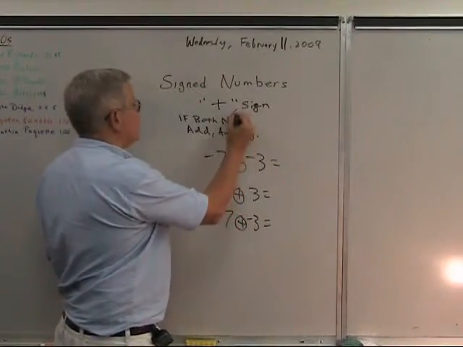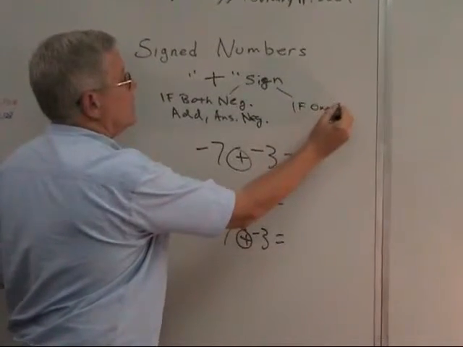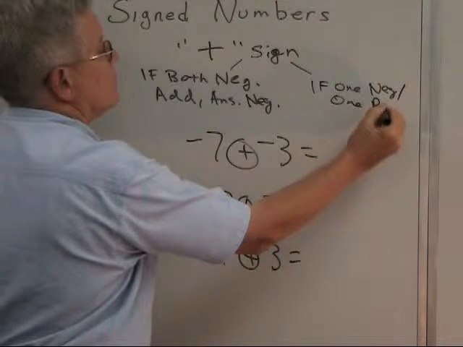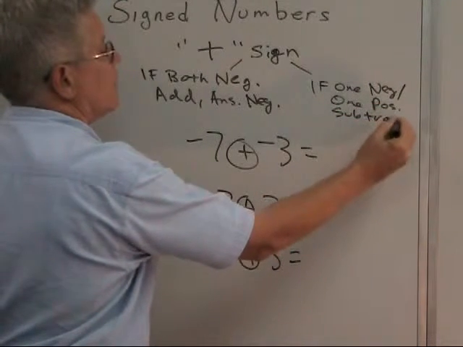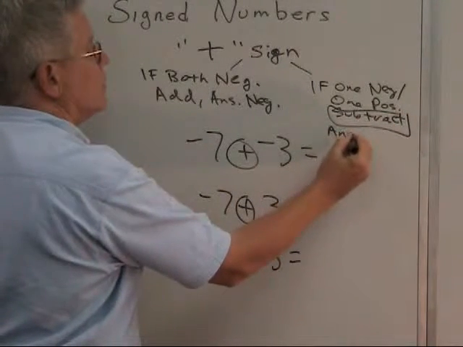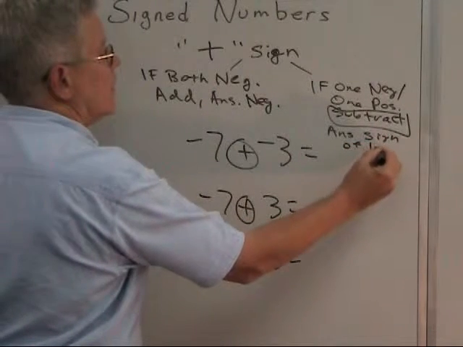If, however, you don't have both negative, if you have one of them negative and one of them positive, then you subtract the numbers from each other and your answer will have the sign of the larger number.